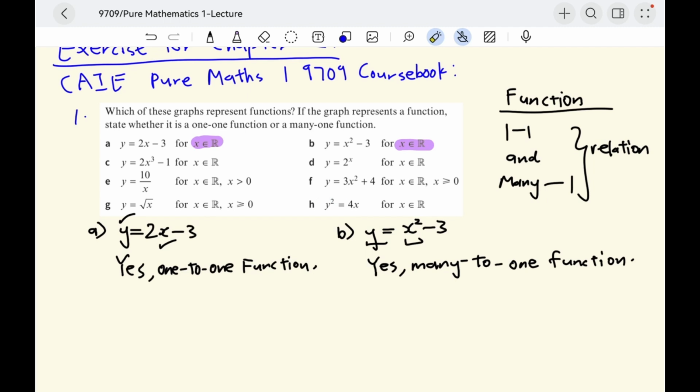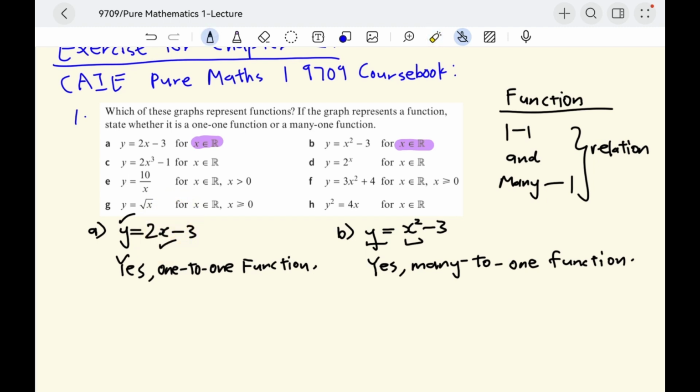Why is it a function? As I said before, because each object has a particular image, a different image.